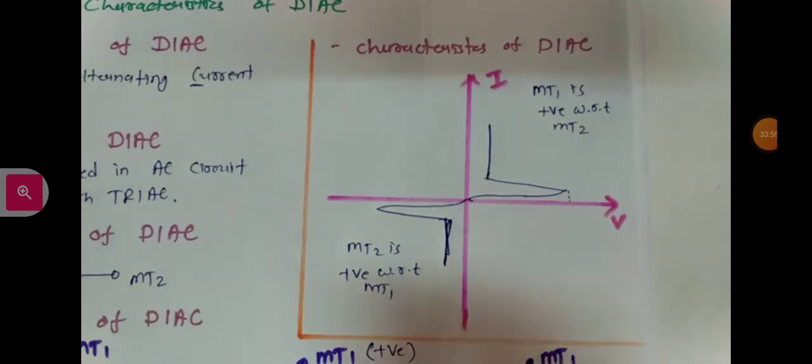So ultimately DIAC is a bidirectional device, but there is no gate control. So we don't have any control over DIAC functioning, but all one can say is once it is triggered, there will be a flow of current from MT1 to MT2 and MT2 to MT1.